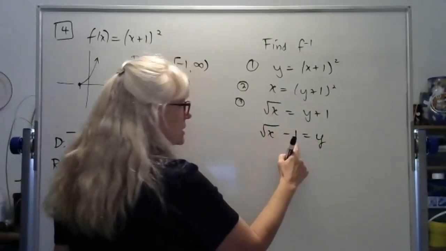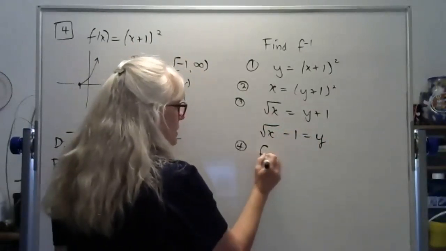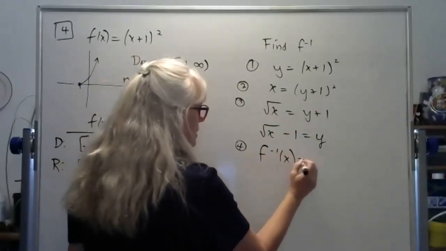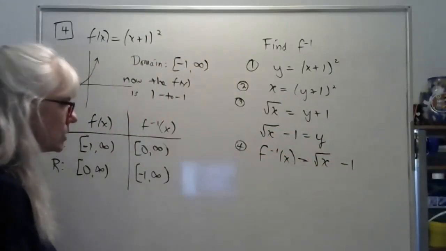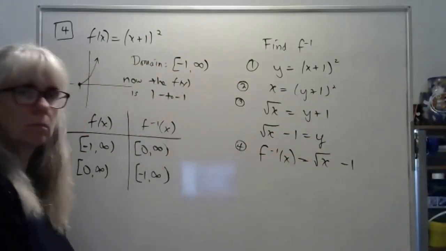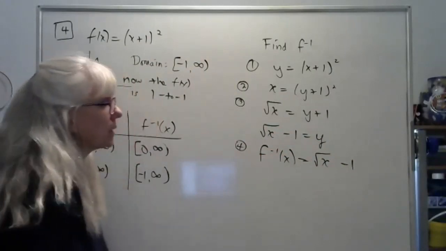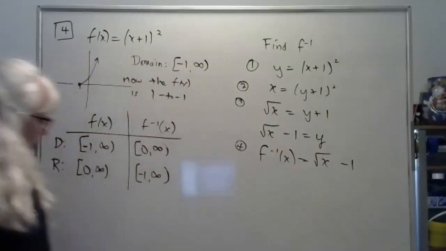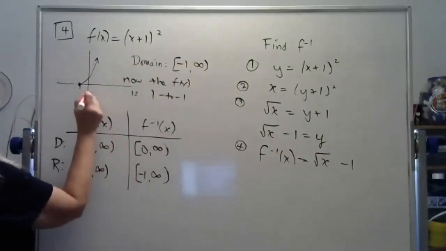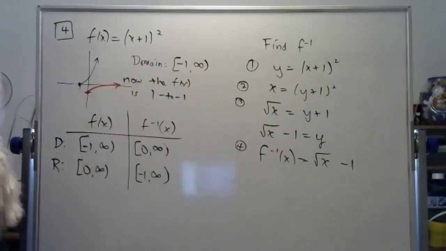That 1 is outside of that radical. So step 4 is to finally come in and say, well, f inverse of x is equal to the square root of x minus 1. So let's think about that from our transformation point of view. We know the square root function is half a parabola, and this shows that it's been shifted down 1. So the inverse function is sitting down here and is looking like that. And there's the inverse function.